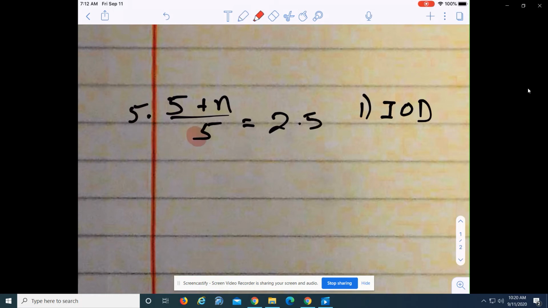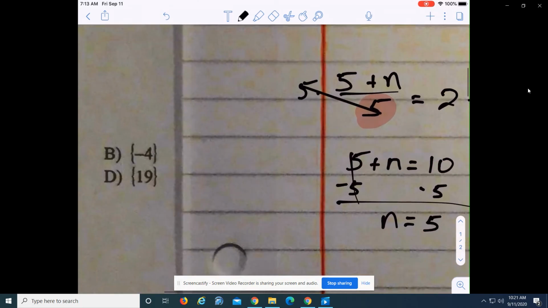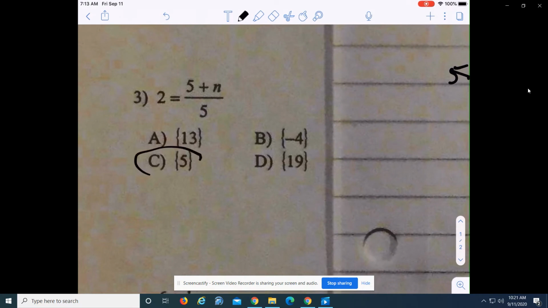And the 5 on this 5, so those cancel out. 5 plus n equals 2 times 5 is 10. Because this is a positive 5, we want to subtract 5 on both sides. That's called the inverse of addition. 5's cancel, n drops down. 10 minus 5 is 5. So for number 3, we're looking at 5.